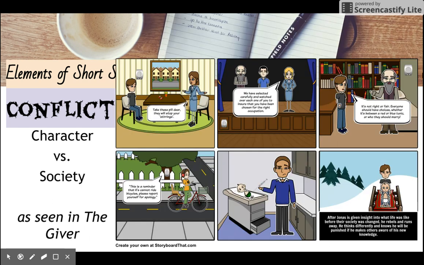We also take a look at character versus society. Okay, so when you hear of a story that has to deal with government oppression, something like 1984, Fahrenheit 451, something very common in science fiction is the character versus society dilemma. So this is seen in The Giver, if you have read that one. So it's where society and the constructs of society create the conflict in the story.